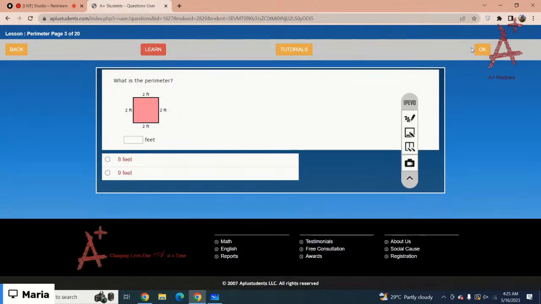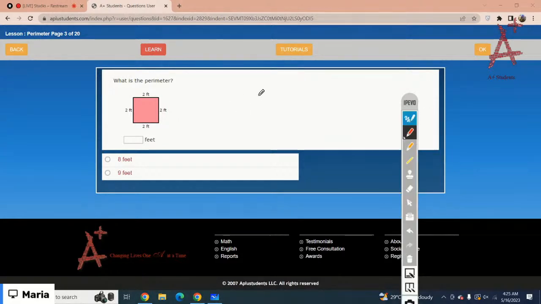Okay, what is the perimeter? Which is the correct option? You have to add all the side lengths. Just look at the sides and add 2 plus 2 plus 2 plus 2. So which is the correct option? 4, 6, 8. It would be 8. Just add up all the values. So the correct option is 8.